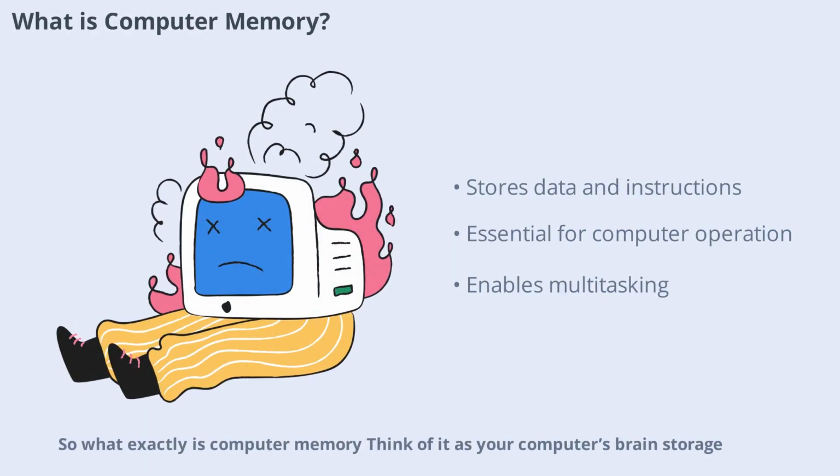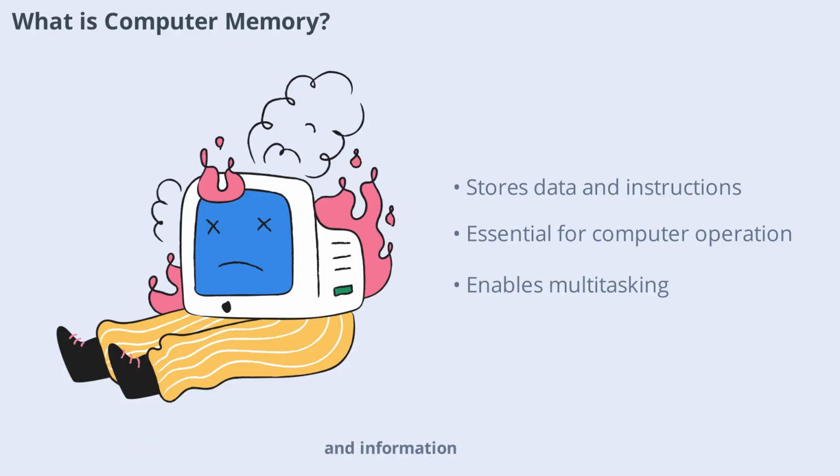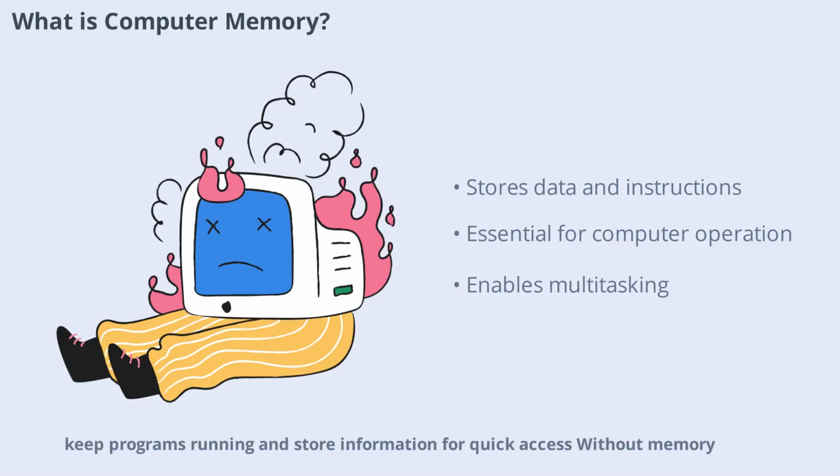What exactly is computer memory? Think of it as your computer's brain storage. Computer memory is the part of a computer that stores data, instructions, and information. It's what allows your computer to remember what you're working on, keep programs running, and store information for quick access. Without memory, your computer wouldn't be able to save files, run software, or even boot up properly. It's a crucial component that makes all digital tasks possible, from browsing the web to editing documents.